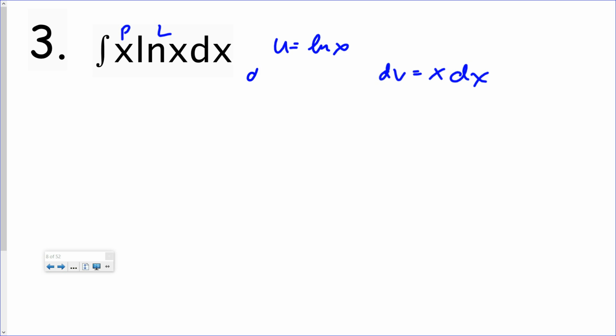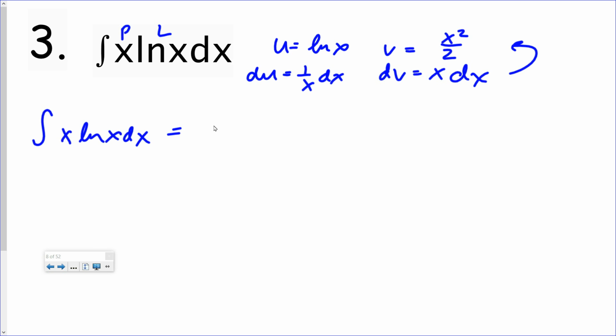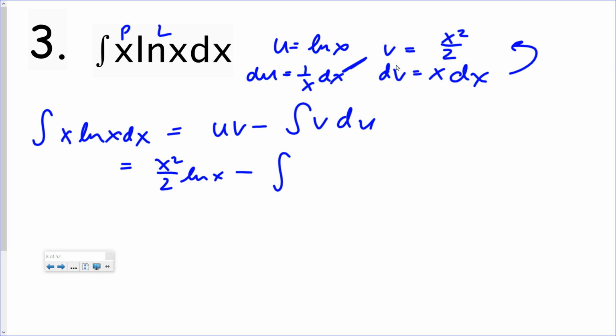On the left side, you take the derivative. What's the derivative of ln of x? 1 over x. And on the right, what's the integral of x? x squared over 2. All right, let me write this formula. The integral of u dv is equal to uv minus the integral of v du. So that means uv here is x squared over 2 ln of x, minus the integral of x squared over 2 times 1 over x dx.